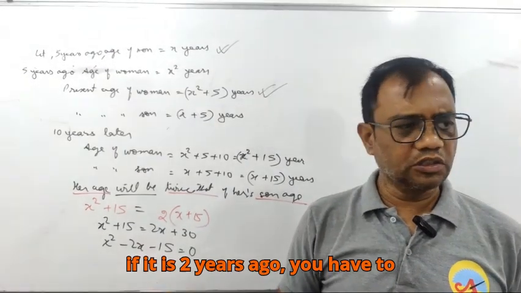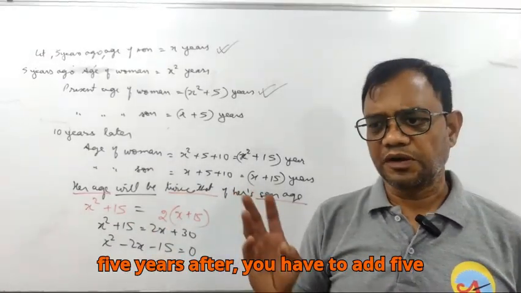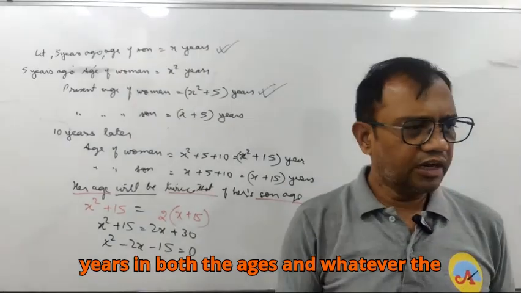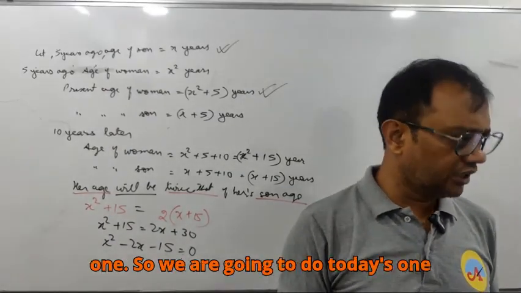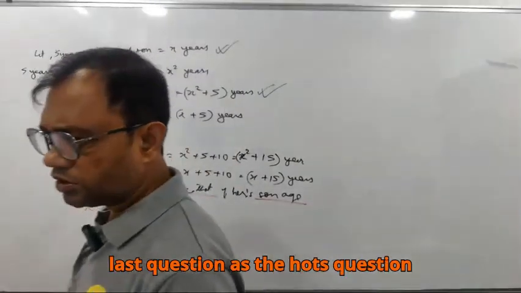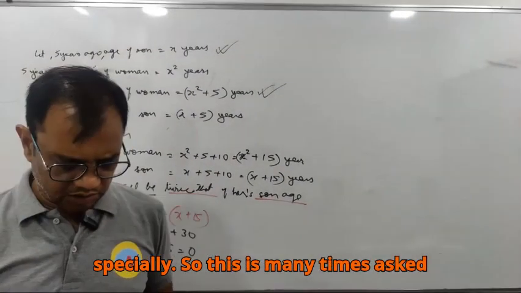So if it is 2 years ago, you have to subtract 2 from both the ages. If it is 5 years after, you have to add 5 years to both the ages, and whatever the statement is given, accordingly you have to find. So these are not very tricky ones. So we are going to do today's last question as the hot question specially. This is asked many times in the exam.